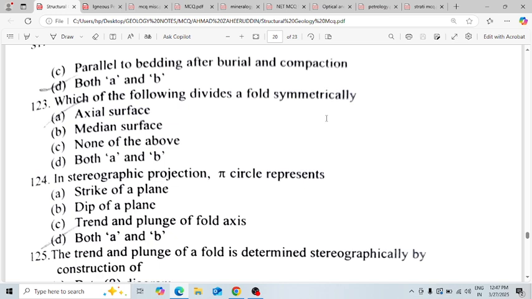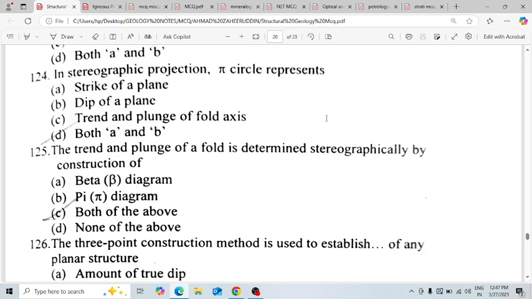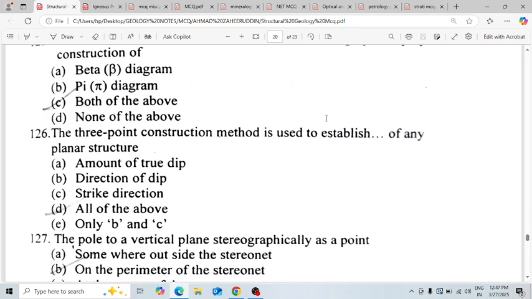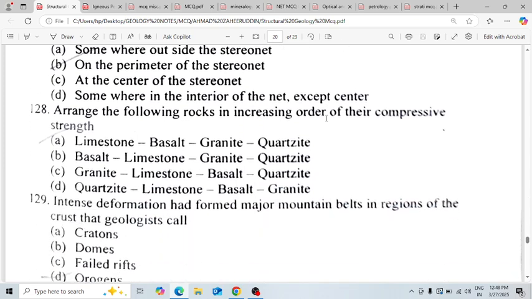The trend and plunge of a fold is determined stereographically by construction of both a beta diagram and pi diagram. And the 3-point construction method is used to establish amount of true dip, direction of dip, strike direction of any planar structure. The pole to a vertical plane stereographically is a point on the perimeter of the stereonet. Arrange the following rocks in increasing order of their compressive strength: limestone, basalt, granite, quartzite.